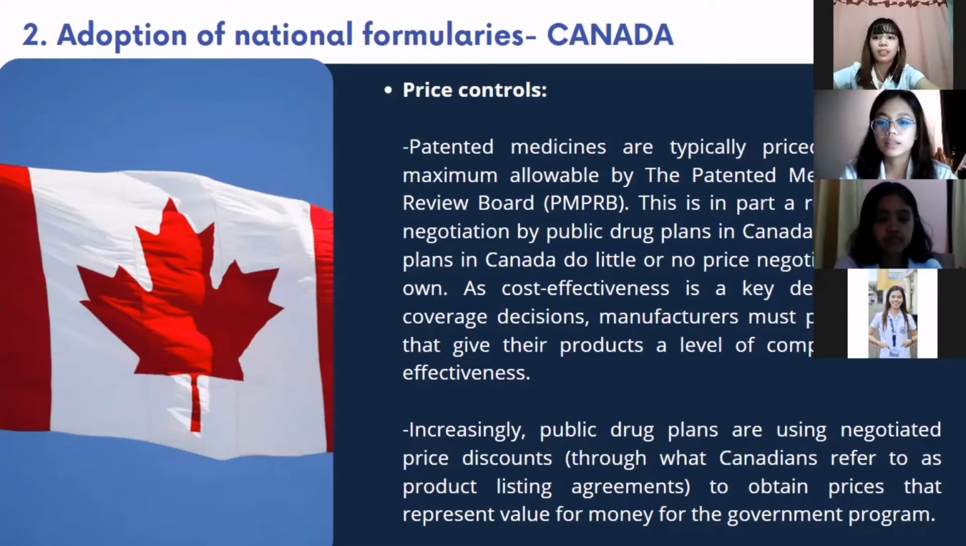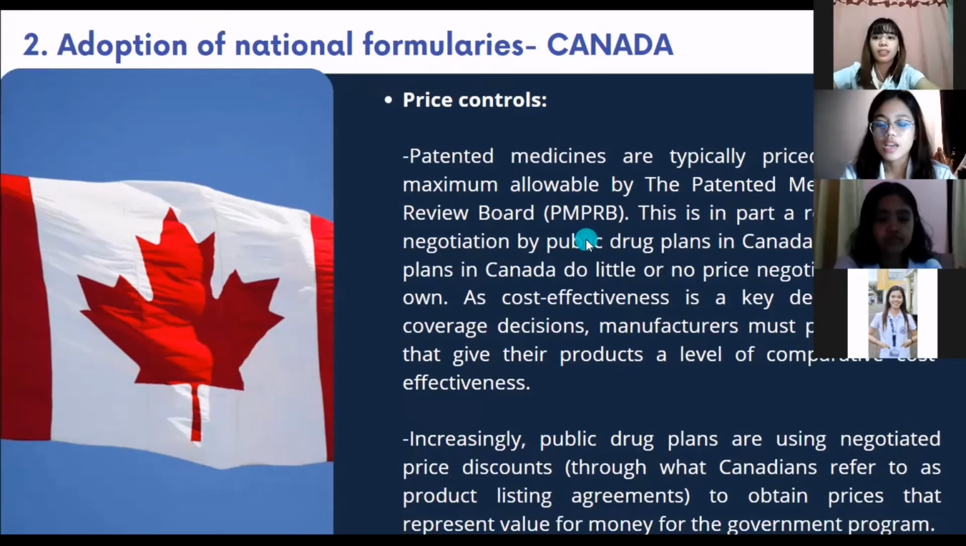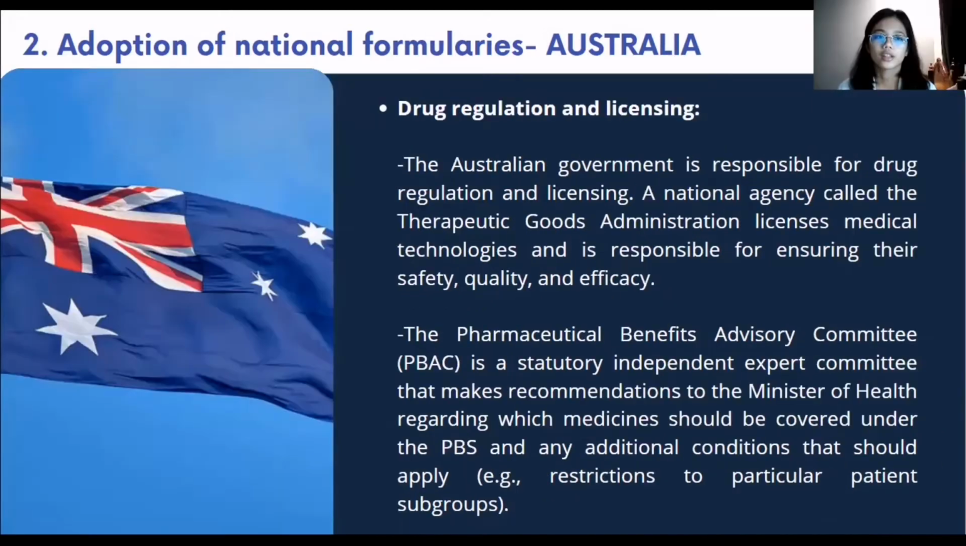Increasingly, public drug plans are using negotiated price discounts, referred to as product listing agreements, to obtain prices that represent value for money for the government program. Now let's talk about the country Australia.